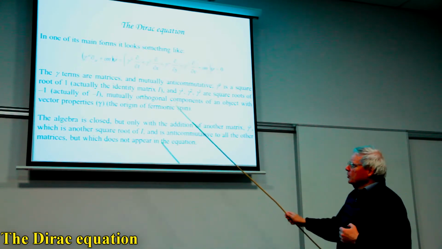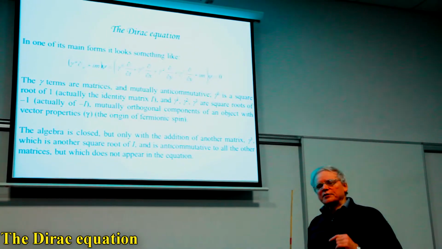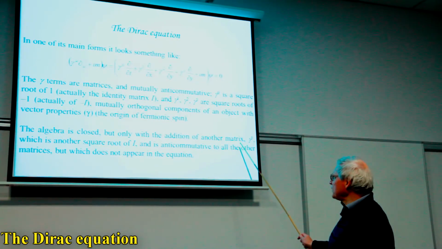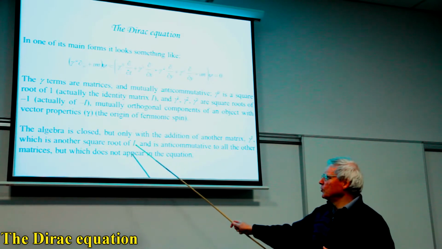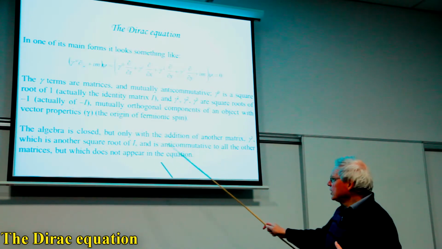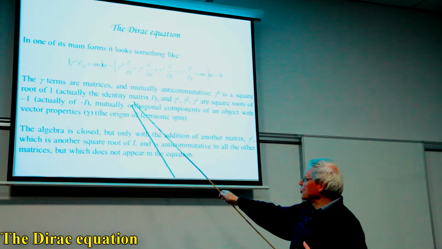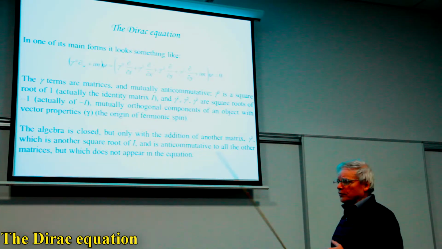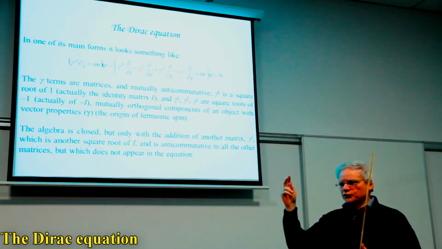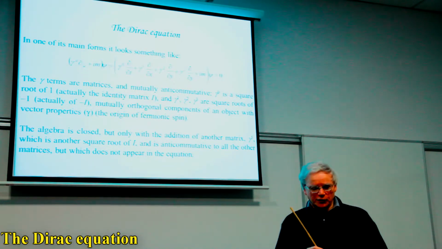Now, this algebra with the 4 lots of gamma is closed, but only if you add a 5th term, which is called gamma 5, which doesn't appear in the equation. So you need 5 objects to create your algebra and make it a closed algebra, a true algebra. And this gamma 5 is a square root of I, like gamma 0, and it's anti-commutative to all the others. So we've got the 3 vector ones which are square roots of minus 1, and the 2 others which are square roots of 1, and they're all anti-commutative with each other.